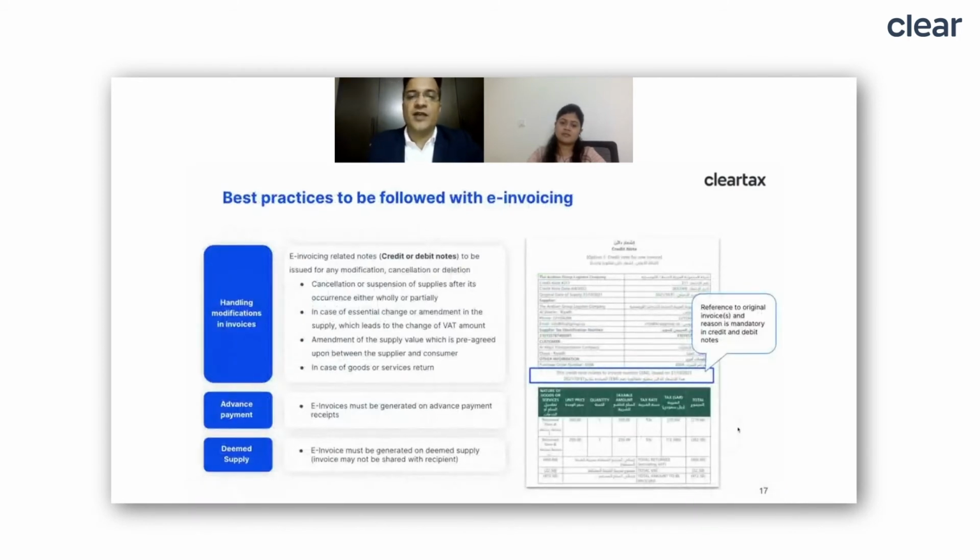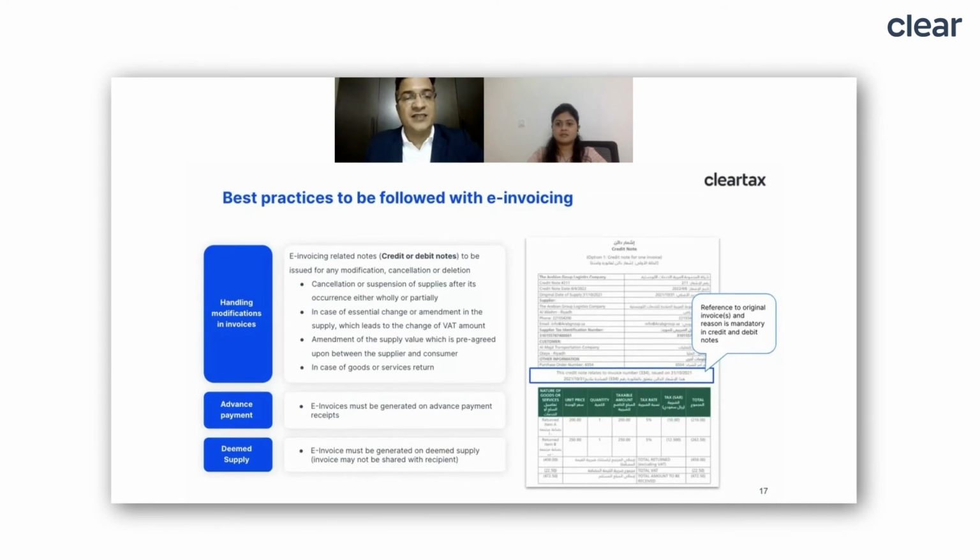Now let's understand some of the best practices which are required to be followed for the purpose of e-invoice. We always heard that till now we are able to modify the invoice, cancel the invoice, delete the invoice. Now the question comes, what would be the requirement in phase 1 when e-invoice is coming into the picture, right? The answer to this question is you are not allowed to modify, cancel, or delete any e-invoice which has once been generated.